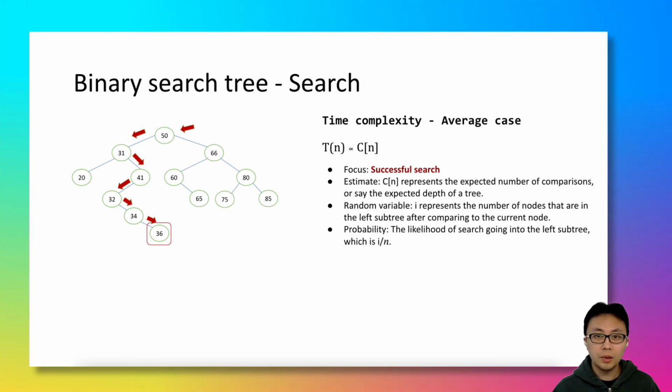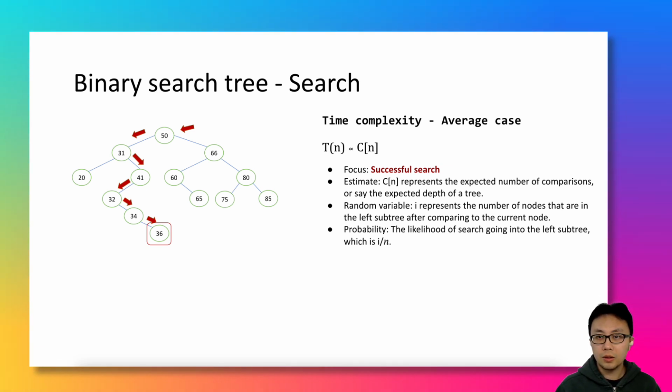Based on this assumption, we can deduce that after comparing the target to the root, the chance it goes into the left subtree is I divided by n, because there are I nodes in the left subtree. In other words, the chance of the target being compared to nodes in the left subtree is I divided by n. Based on that, we can also deduce that the chance of the target being compared to nodes in the right subtree is n minus I minus 1, then divided by n.